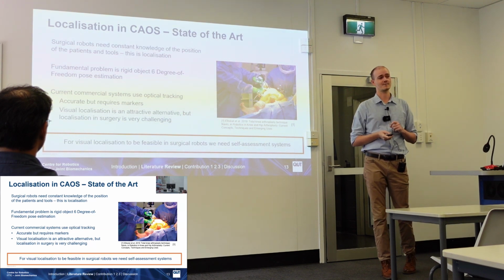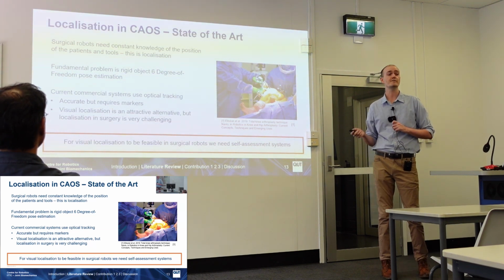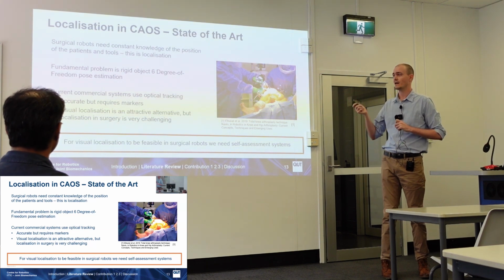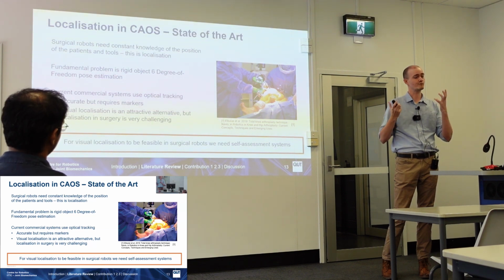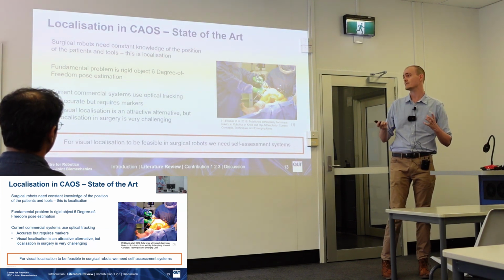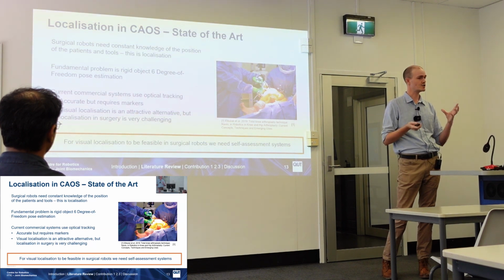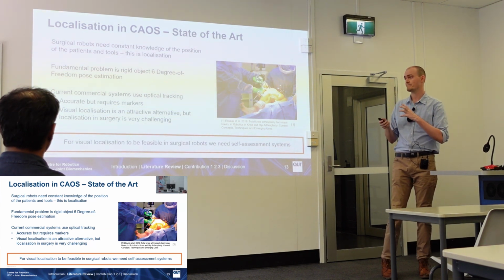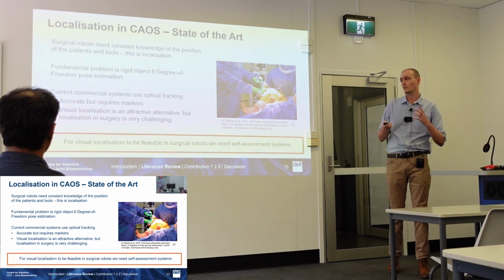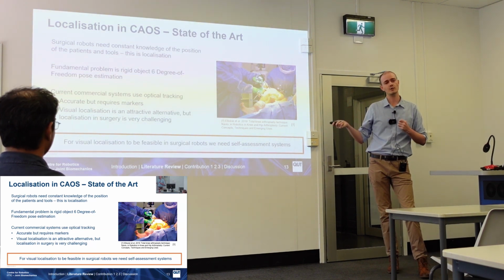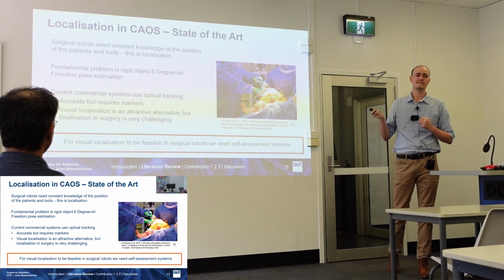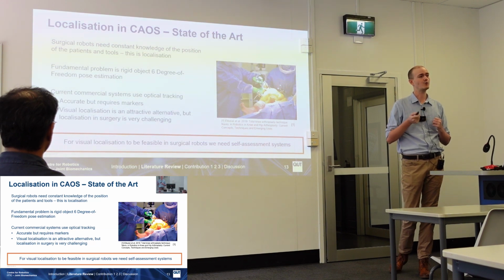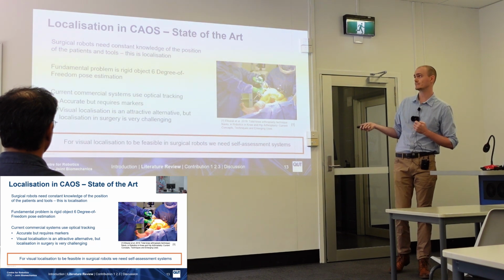Visual localization systems, on the other hand, have the potential to remove the need for marker-based tracking. But the visual localization conditions in surgery are extremely challenging. There's really harsh lighting on reflective surfaces. There's sparse textures on bones, and there's a lot of occlusion of the object. What this means is that for visual localization to be feasible in guiding surgical robots, we need to develop self-assessment systems so that we know when the localization results we're getting are accurate enough for the job we're trying to do.